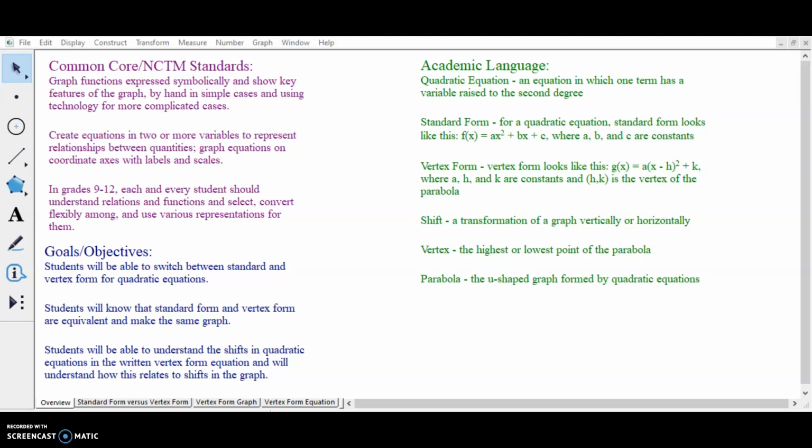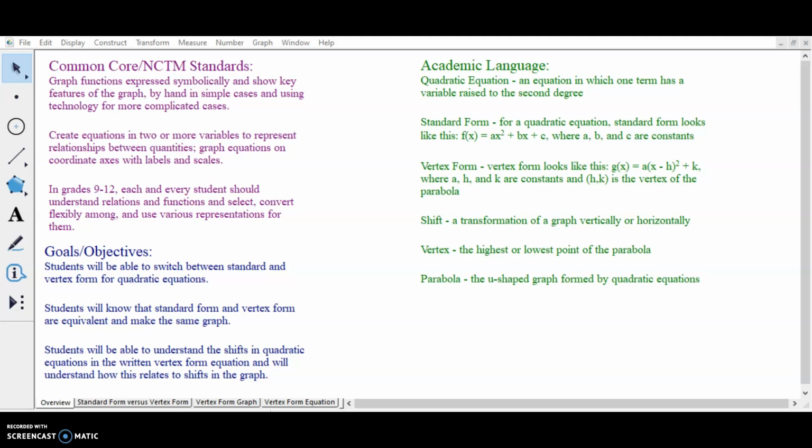In grades 9 through 12, each and every student should understand relations and functions and select, convert flexibly among, and use various representations for them. The goals and objectives for this lesson will be that students will be able to switch between standard and vertex form for the quadratic equations. Students will know that standard form and vertex form are equivalent and make the same graph. And students will be able to understand the shifts in quadratic equations in the written vertex form equation, and will understand how this relates to shifts in the graph.